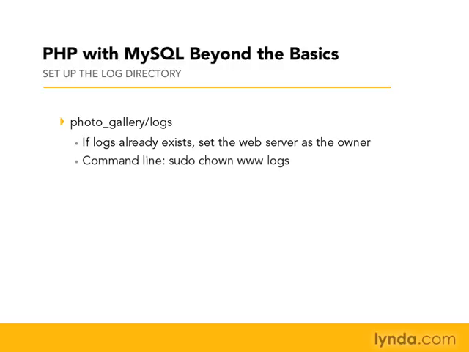We saw how to do that earlier, but just to remind you, from the command line: sudo chown www, if that's the name of your web server, and then the location of the file. And if you're in that directory, it's just logs. Otherwise, you might have to specify more of the path to find that file. But that'll get the log directory set up where we're ready to start creating files in it. Once you have your log directory set up, then we're ready to start looking at the requirements that you're going to need to meet for this exercise.